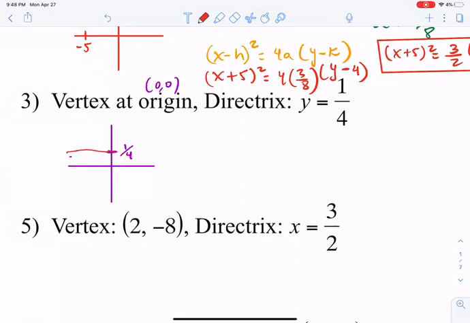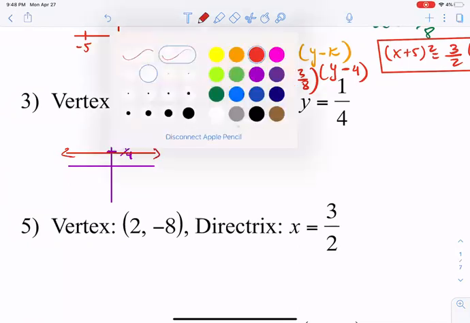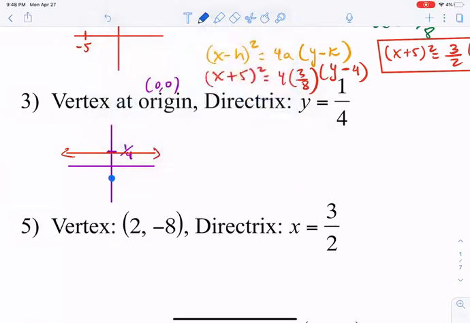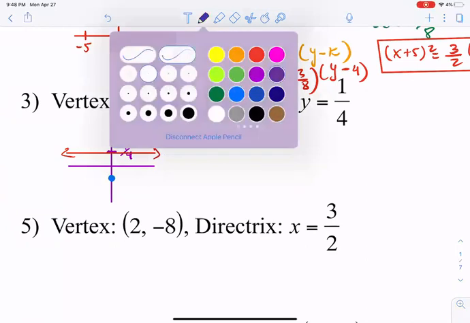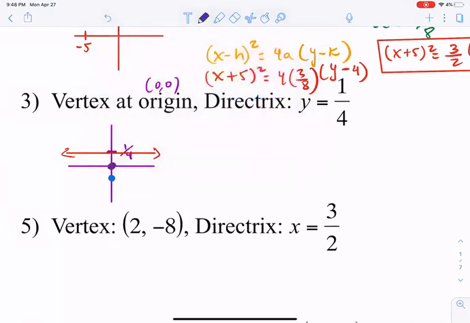Sorry about that. Let me draw the picture better. So this is the directrix, right? And the directrix is above the vertex. That implies that the focus must be here. And my vertex is at the origin. So let's put that in another color. So that's here. And if I draw this parabola, it's going to look like this.